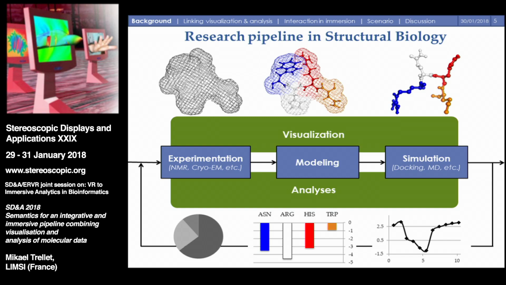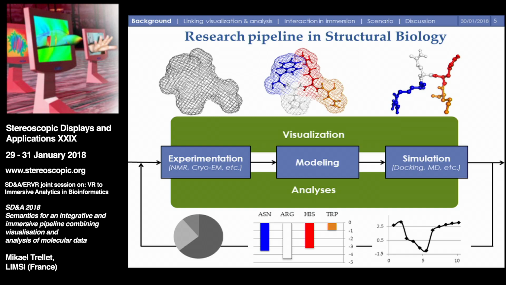Then using this data, you can create a model of your structure with your computer. And finally, a static protein brings some information, but doesn't bring the whole information. You might need to understand how it works. So you want to simulate it using molecular dynamics, docking, etc. You put this structure into motion. All along the research pipeline I just explained, you have the visualization and the analysis. Those are two important fields that the structural biologist is going to explore.